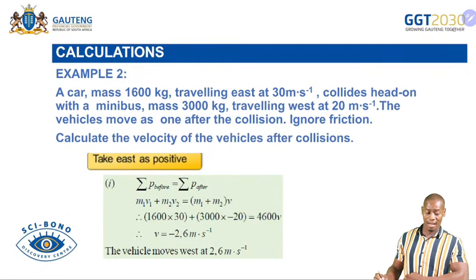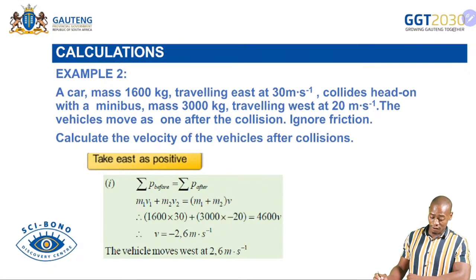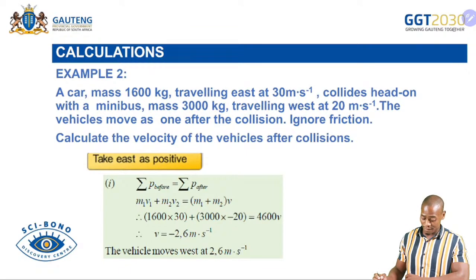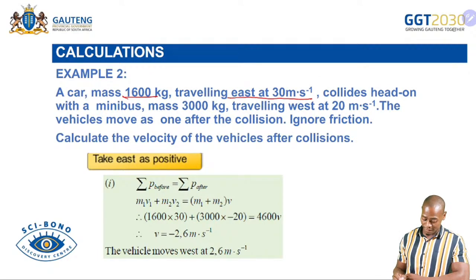Example 2 addresses scenario number 2, where objects are moving at different velocities before collision, but after collision they are moving as one. A car of mass 1,600 kilograms traveling east at 30 meters per second, we are also given the mass, collides head on with a minibus of mass 3,000 kilograms traveling west at 20 meters per second. The vehicles move as one after collision. Then we have to ignore what?